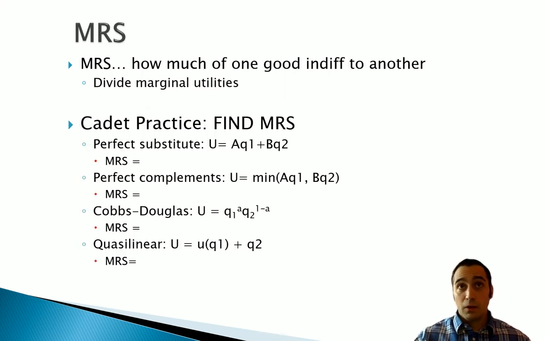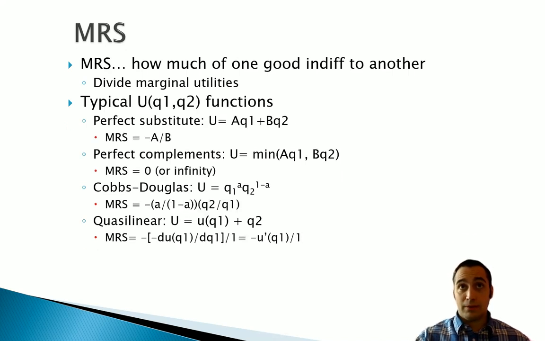With that in mind, spend a minute, find the MRSs of each of our 4 usual suspects. All you have to do is divide your marginal utilities. Put negative MU1 divided by MU2. So the first one's pretty easy. We saw that for perfect substitutes, MU1 was just A and MU2 was just B. So all we need is negative A over B. And that makes sense, right? For perfect substitutes, we're going to have lines like this. The slope of this line is just going to be negative A over B. So at any point along this line, that will be your slope.